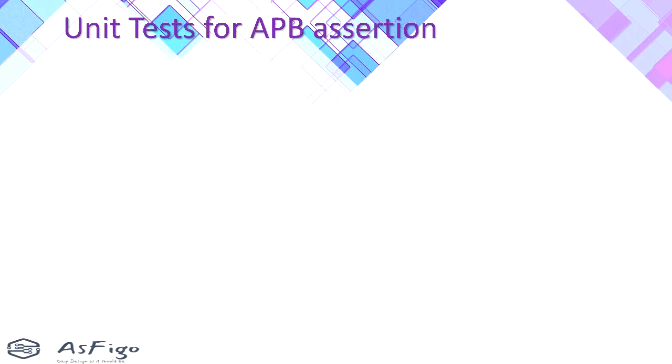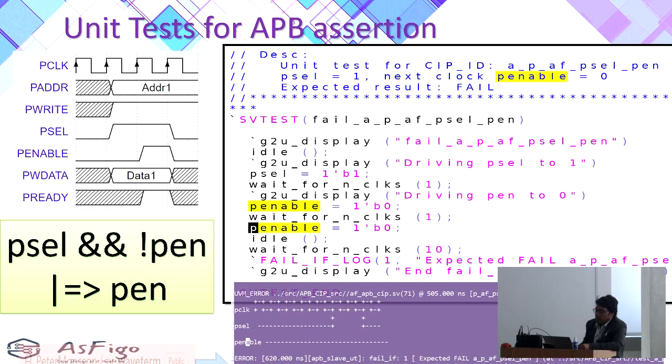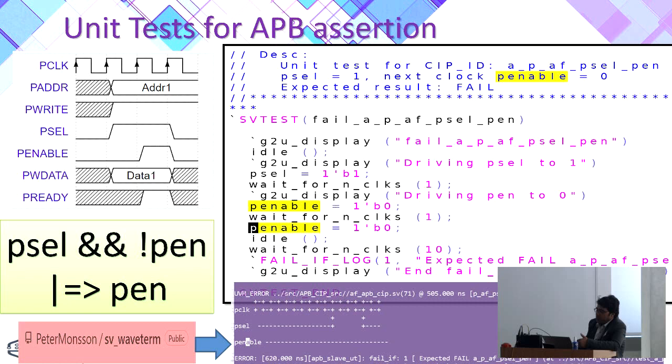For example, we have the failing scenario, how we check. We have an SV test suite, and we added it with the plugin. For example, as I told you in an APB protocol, whenever PSEL is high, in the next clock cycle PENABLE has to be high. Otherwise, it's a failing scenario. So we deliberately created a failing scenario here, where PSEL is high and PENABLE is low for two more clock cycles. Then it has to fire an error.